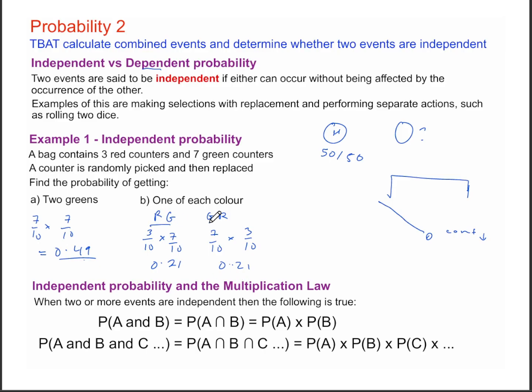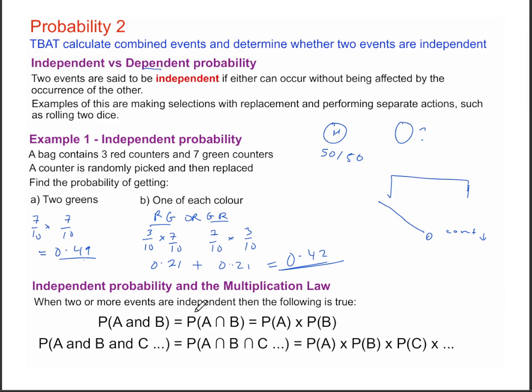Remember, you can do this or this. Remember how we discussed or in terms of probabilities will be you adding those probabilities up. Therefore, total probability of you getting one of each color, which can be in either of these formats, will be 0.42 in total. Now it brings us to a condition.